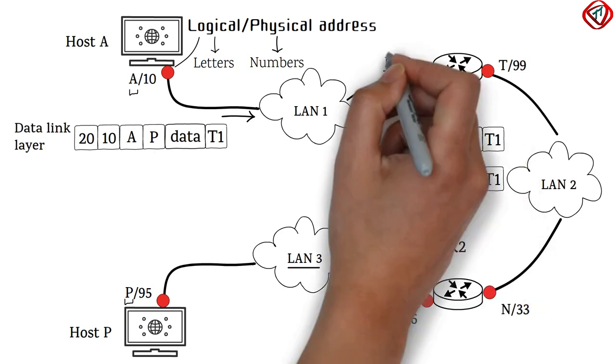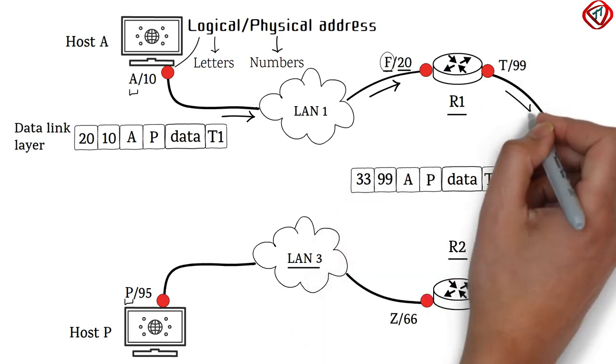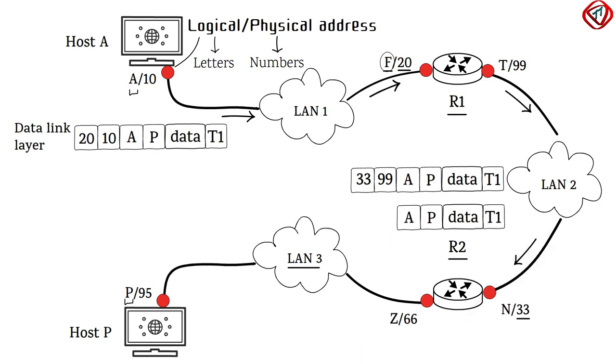Router 1 decapsulates the frame and reads the logical destination address P. Since it is different from its logical address, the router knows the packet needs to be forwarded. The router finds the logical address of the next hop, that is router 2, with its routing table. And address resolution protocol provides the physical address of router 2. A frame with physical destination address 33 and physical source address 99 is created and transmitted in LAN 2. Router 2 accepts the frame, decapsulates it, and checks the logical destination address P, and then repeats the same scenario.